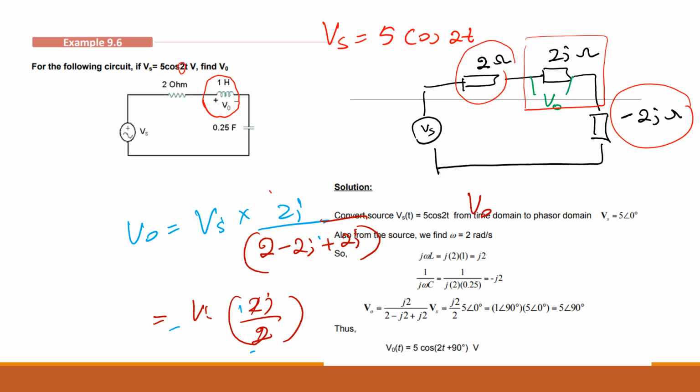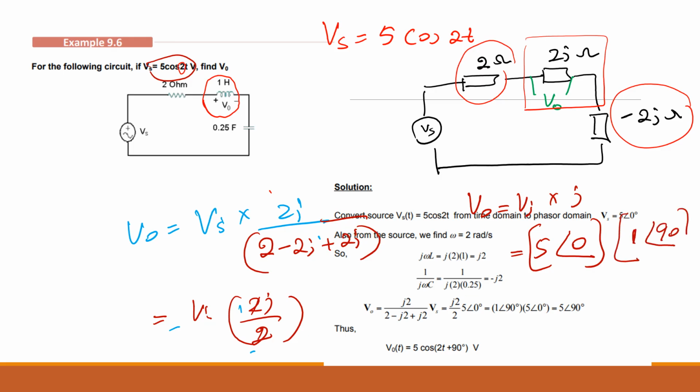So V naught is equal to Vs times just j. So V naught is what? That will be 5 at a 0 angle, isn't it? There is no phase for the Vs. Am I right? This one, if you convert it to the polar form, is 1 at 90 degrees. J means 0 plus 1j, isn't it? So that is 90 degrees, and this one will be just 1. Agree or not?